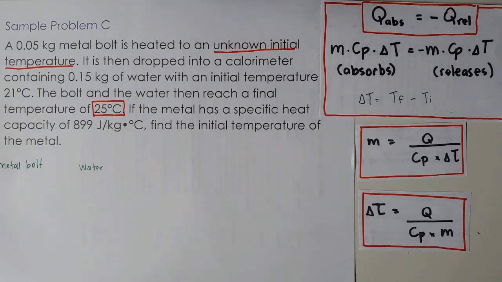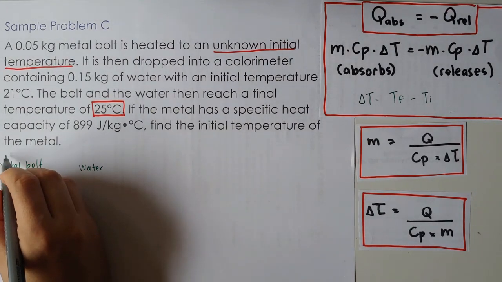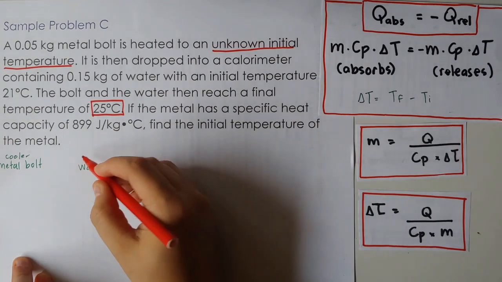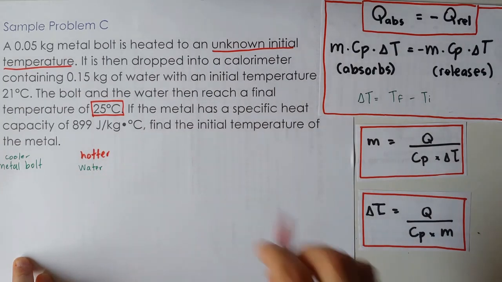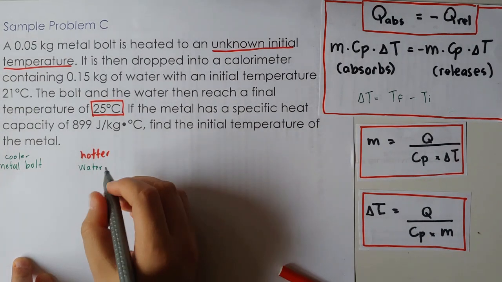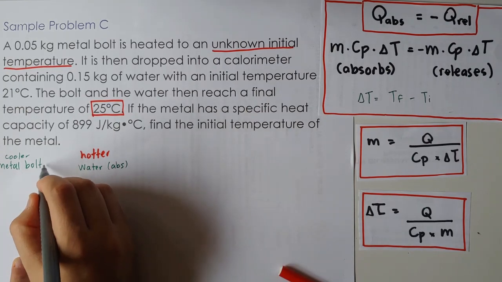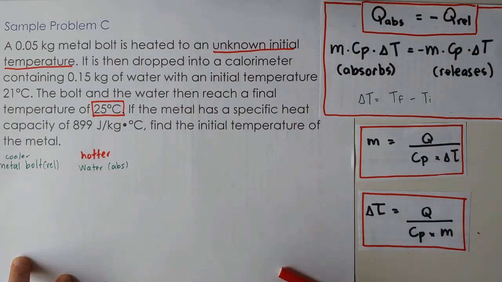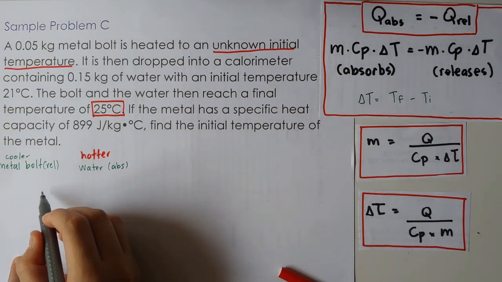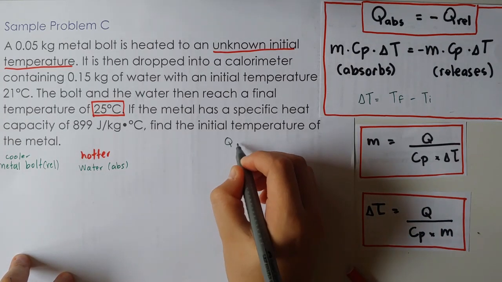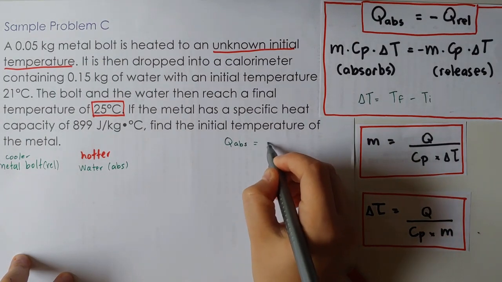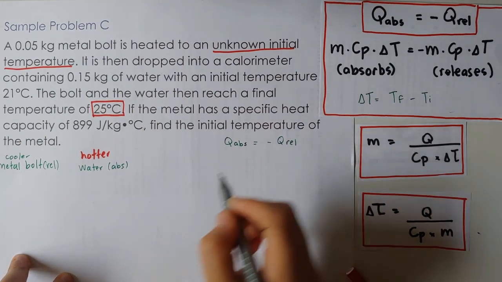So this is what happens here. The metal bolt is placed in water in order to get cooler. So the metal bolt is gonna get cooler and the water is gonna get hotter. So water is the one that absorbs and the metal bolt is the one that releases. Now in this case, we have our equation: Q absorbed equals negative Q released.